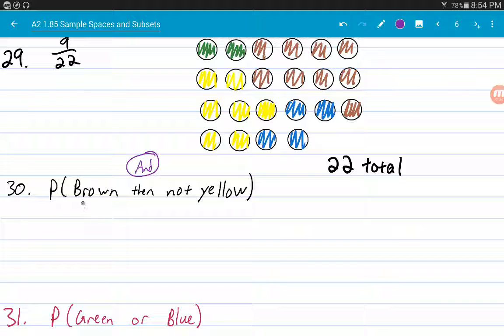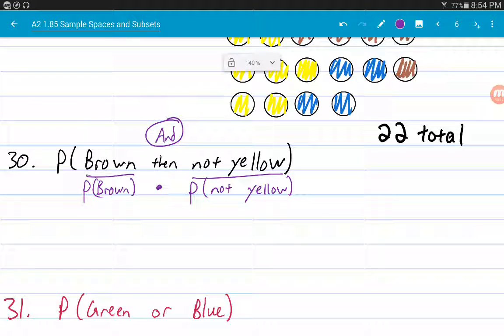So the way I can break this up is the probability of brown and the probability of not yellow. So the probability of brown, and means multiplication, the probability of not yellow. We actually have a symbol that we'll use for that later. Not can be written as this, a little bracket. But regardless, so brown then not yellow.